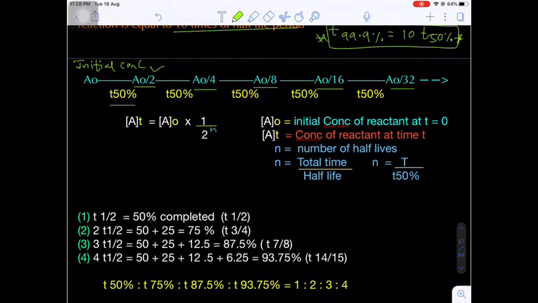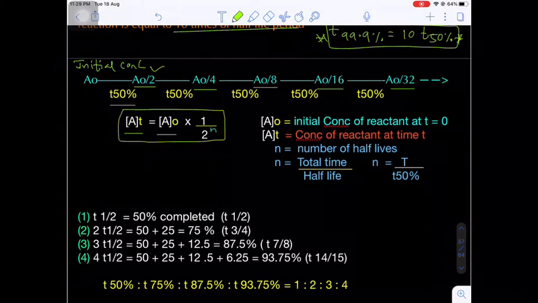Now if you observe, the concentration of a reactant at a time interval t, AT, to the initial concentration A0 is equal to 1 by 2 to the power n. This is a very important expression, the relation between the concentration of a reactant at a time interval t and the initial concentration A0. AT will be equal to A0 into 1 by 2 to the power n. What is the A0? Initial concentration of a reactant at time t0. What is the AT? Concentration of a reactant at a time interval t.